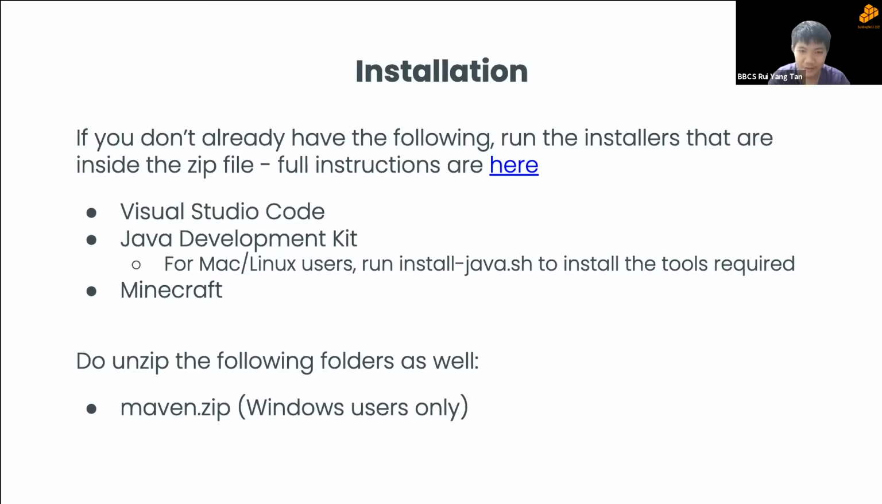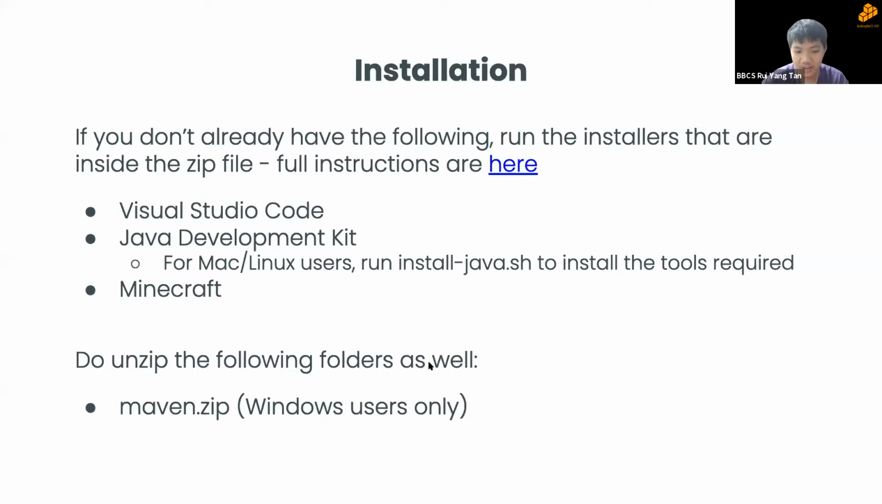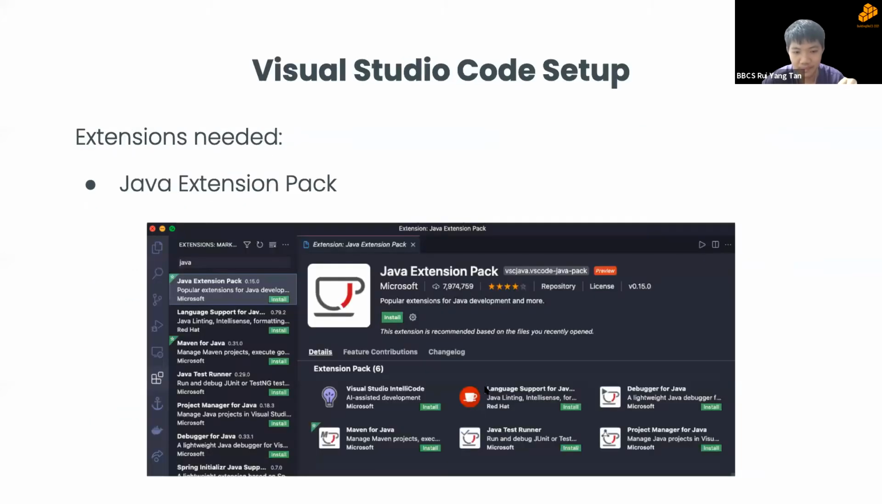For Minecraft, if you have a Minecraft account, then you can just download the Minecraft launcher from Minecraft's own website. For Windows users, you'll also notice a maven.zip file. Do unzip that, all right? And I'll be going through how to install Maven shortly.